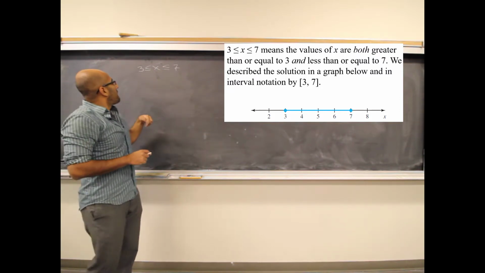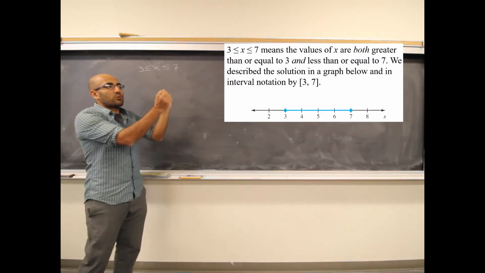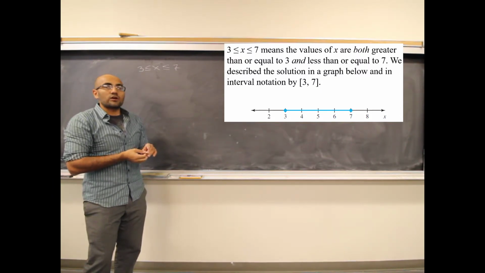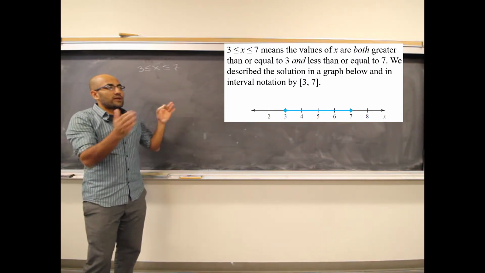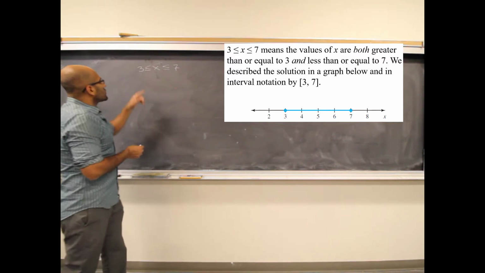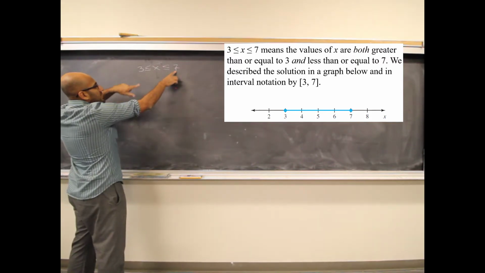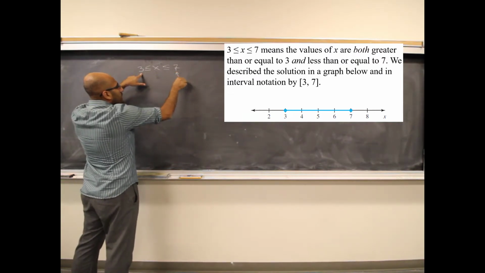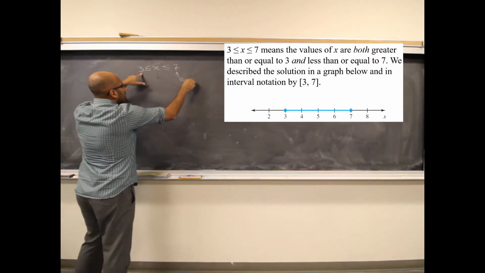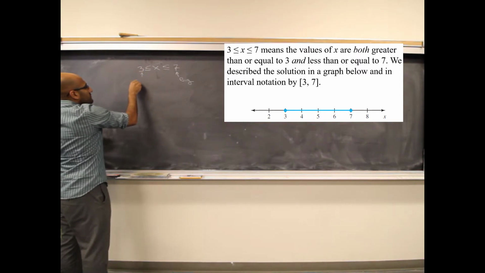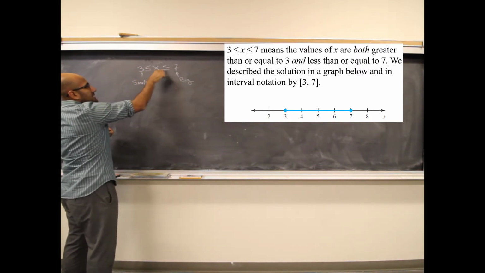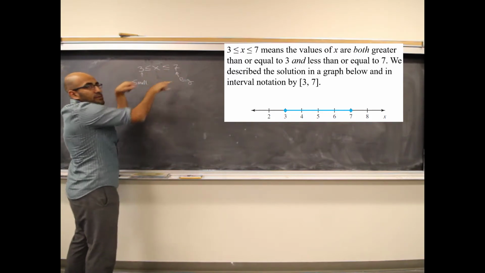Good? Notice that we include the endpoints. That's why we put those solid blue dots in the ends there to show that we include the endpoints. So anything trapped in between. Also notice that 7 is bigger than 3, so we always put the big number on this side. So big, small, with the variable in the middle and the inequalities facing the big number.